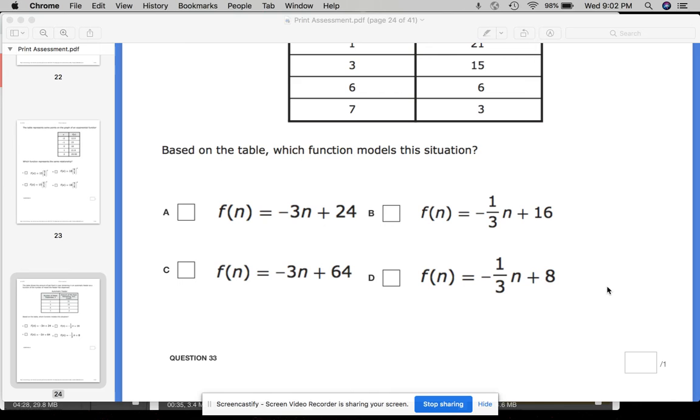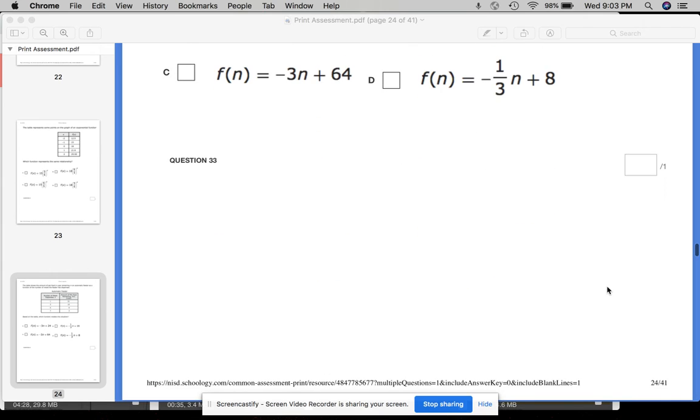A. F of n equals negative 3n plus 24. B. F of n equals negative 1/3 n plus 16. C. F of n equals negative 3n plus 64. D. F of n equals negative 1/3 n plus 8.